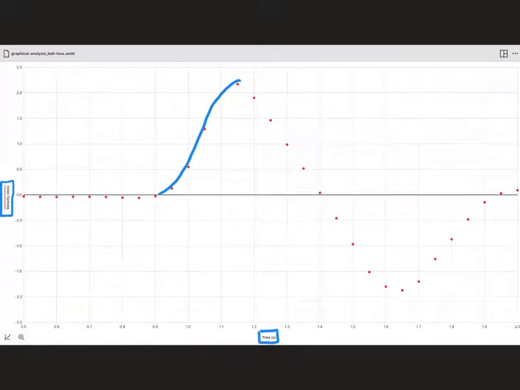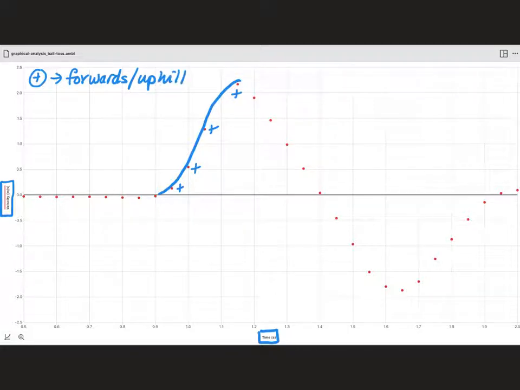There's a few things to notice on a velocity graph. First, the sign of the velocity. So let's look at all the points in that blue section. Every point in that blue section is positive. What that means on a velocity graph is that for a positive graph, you're moving forwards, or in this case, that would have been uphill. Now, the values of those points are also increasing.